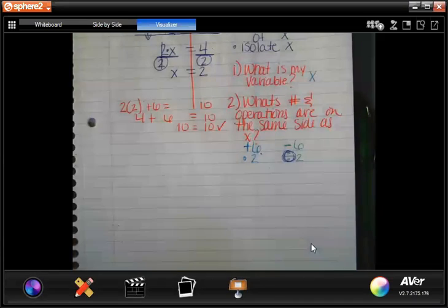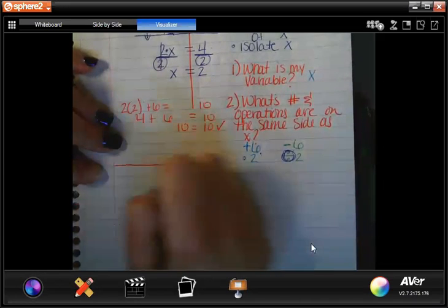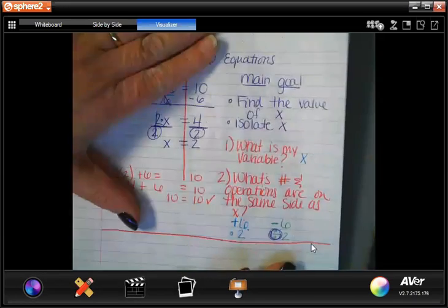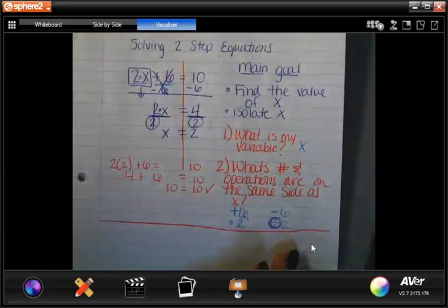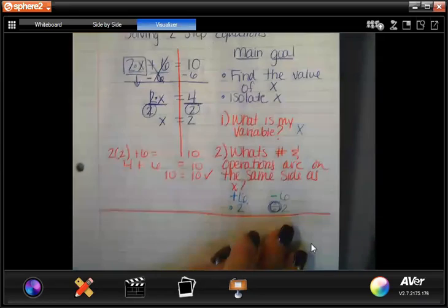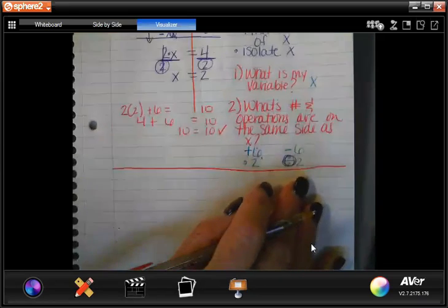All right, so like I said, I know that this paper is pretty big with a lot of stuff on it. Are you going to have to do that? No. But right now I'm walking you through the process.